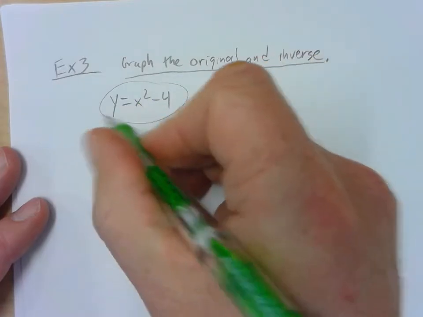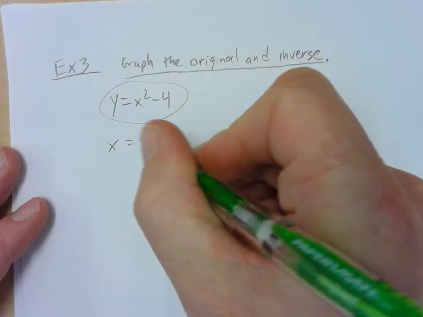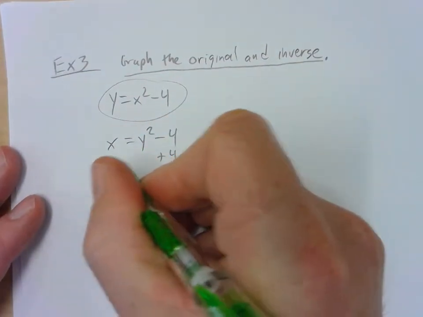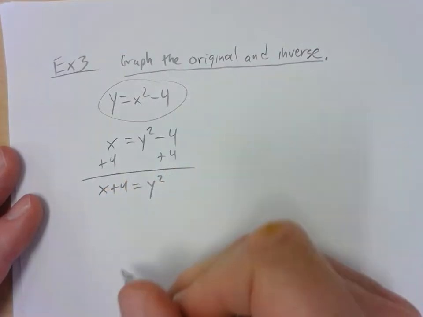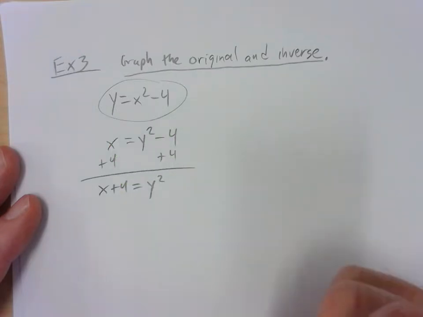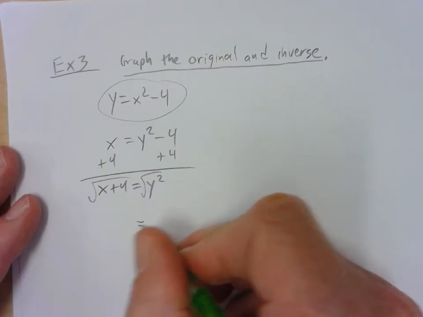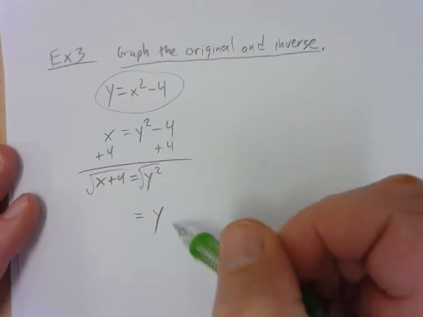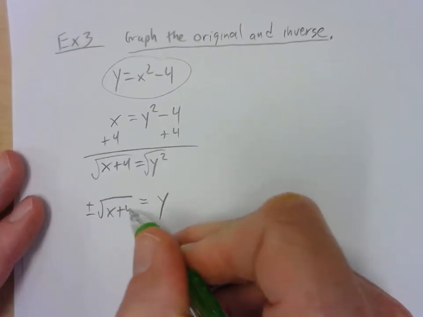So we switch x and y, solve for y. Switch. Solve. X plus 4 is equal to y squared. Now we have to get y by itself. So we switched x and y, and we solve for y to find the inverse. Square root, square root. Now don't forget, when you take the square root, you have to consider the plus and minus solutions. So you get plus or minus the square root of x plus 4.